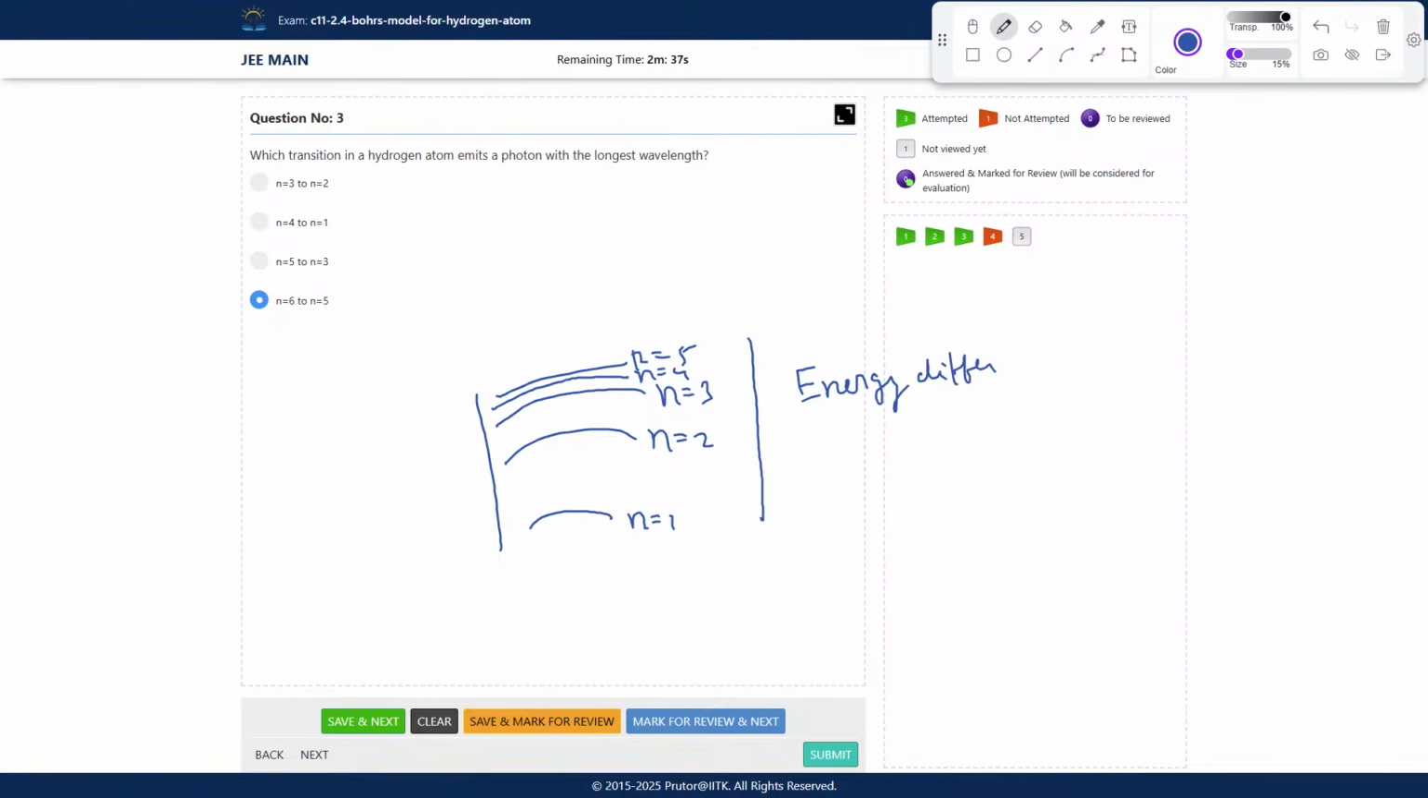Remember, as we move away and away from the nucleus, the distance, or you can say the energy gap between the orbitals, gets decreased. So the difference between 3 and 2 will be more as compared to the difference between 6 and 5. Is it clear to all of you? In both cases, delta n is 1 because there is only one unit change. But as we move away from the nucleus, the energy gap between the shells goes on decreasing. Is it clear? Any doubt now?